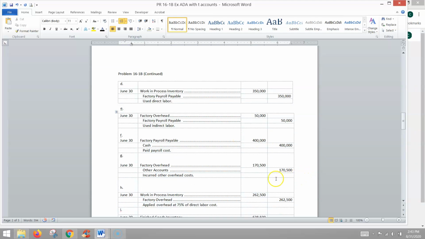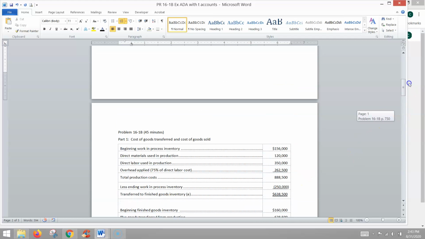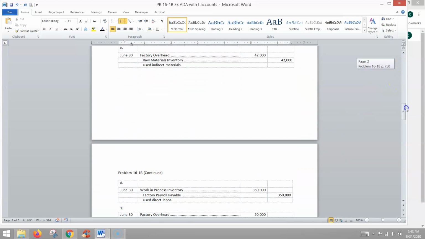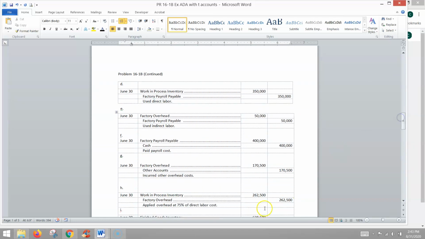We also had some other overhead costs right here, other overhead costs, and it tells us to credit other accounts. So we're going to debit factory overhead. We're going to credit other accounts. In reality, some of this could be prepaid rent, prepaid insurance. It could be accumulated depreciation. It could be just a number of things. But just to keep the problem simple, it just said to use other accounts.